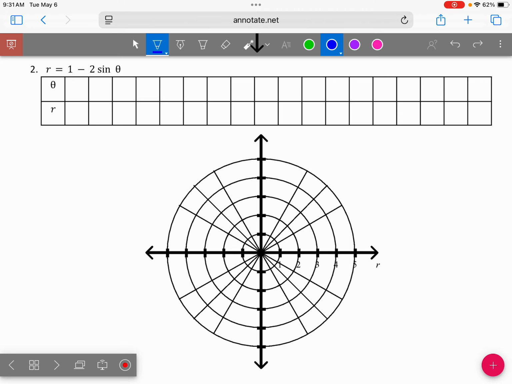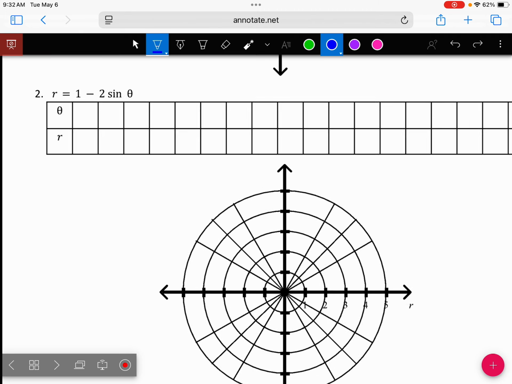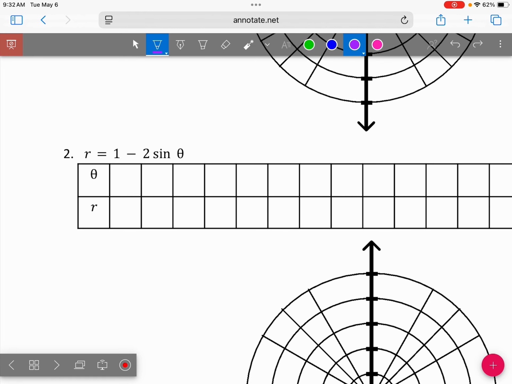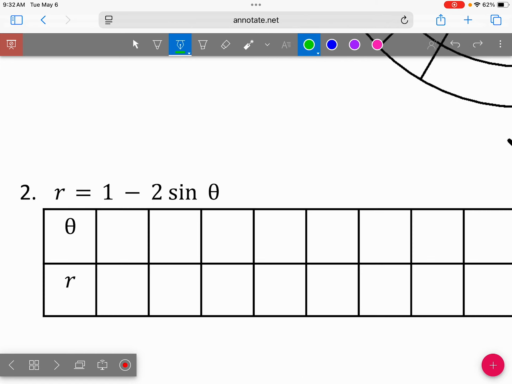Here's number 2. What shape is this? A Limacon. Very nice. It's the lima bean.